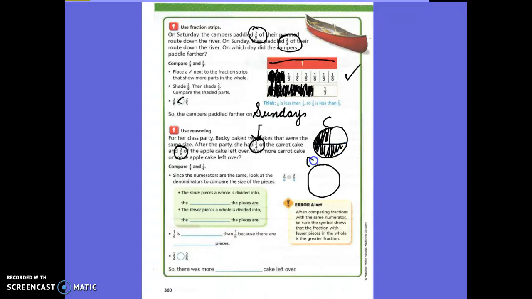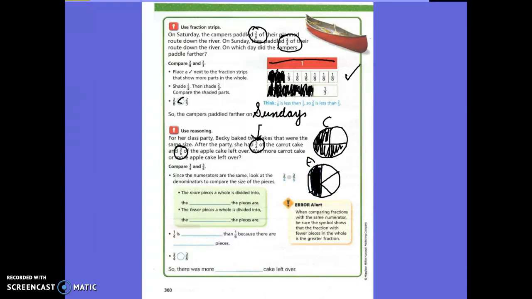Okay, now I want to go to apple cake. This is 3/6. So what should I split this cake into, Jacob? 6. So make an X, guys, and then a line splitting that in half. And how many should we shade out of those 6 then? How many should we shade, Eli? 3. Or 3/6.